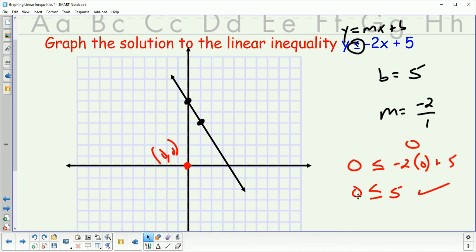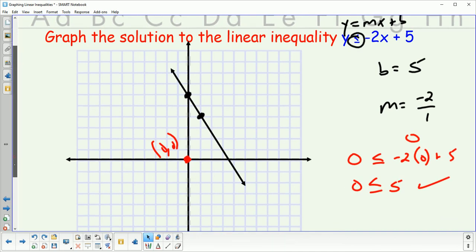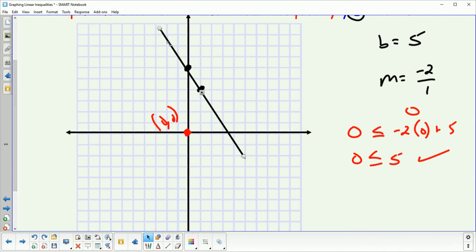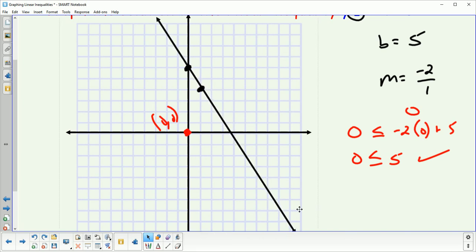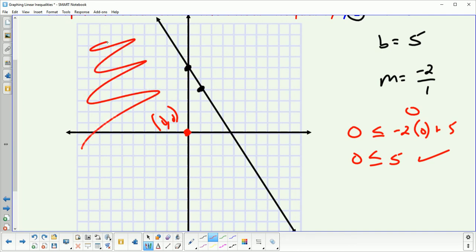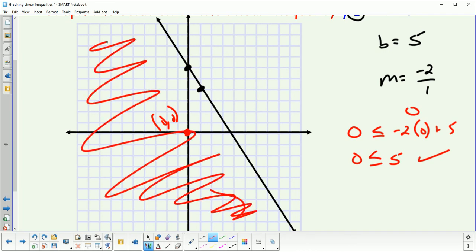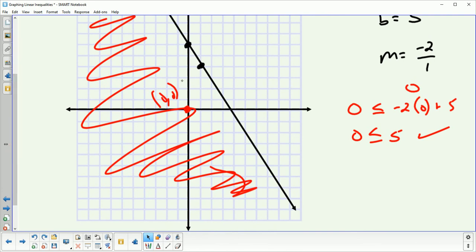Which is a true statement. 0 is less than or equal to 5, which means everything to the left of this line should be shaded. Because this point is true, everything over here should be shaded. So we go ahead and shade this side just like that. And this gives us all possible solutions, meaning any point that I chose over here and plugged in would make a true statement. Okay, any point that I chose from over here on the right side and plugged it in would give a false statement. So true statements, false statements.